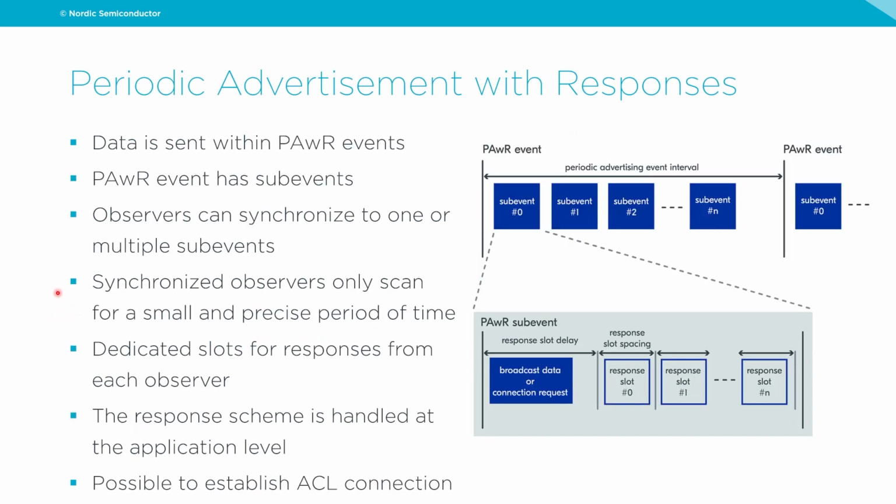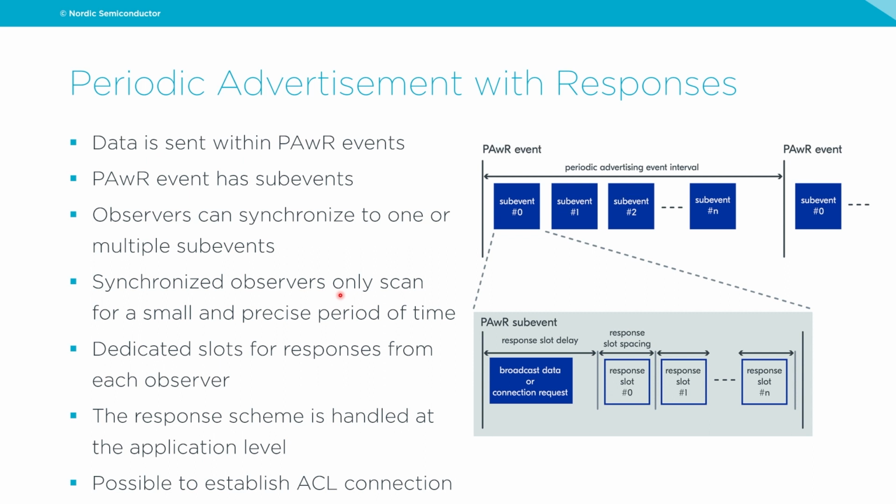So how this works is that the data is sent by the advertiser in what is called periodic advertisement response events. And each of these events has sub-events. The observers can then synchronize to one or to multiple of these sub-events. And what this means is that the synchronized observers really only need to scan for a really small and precise period of time.